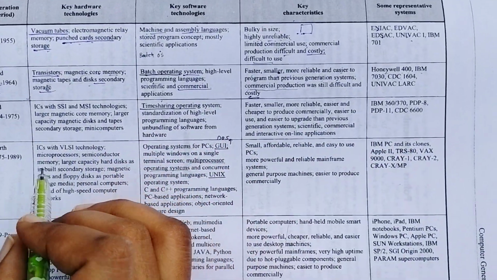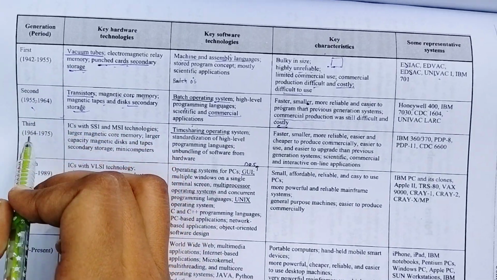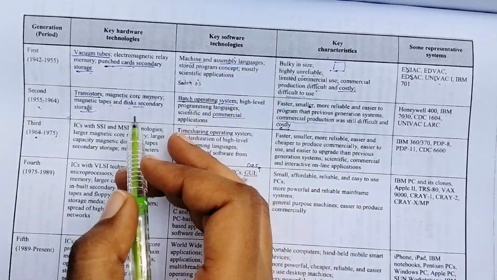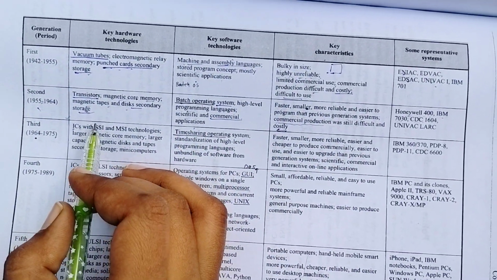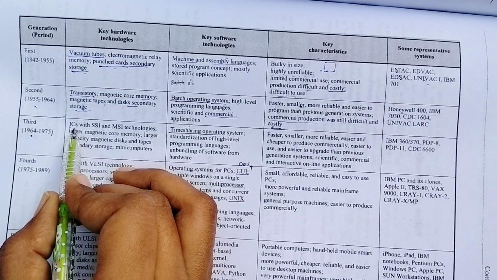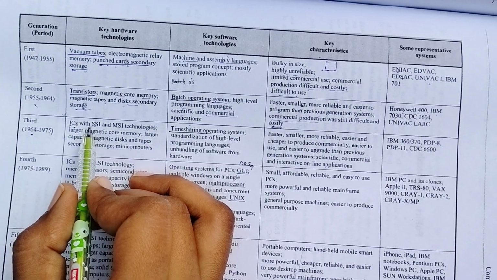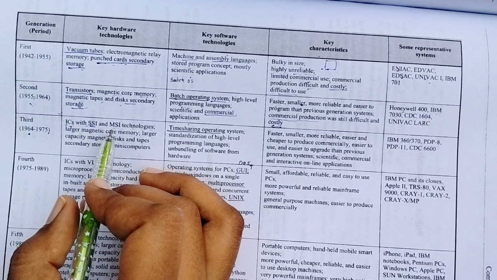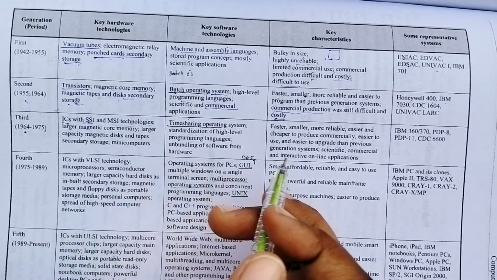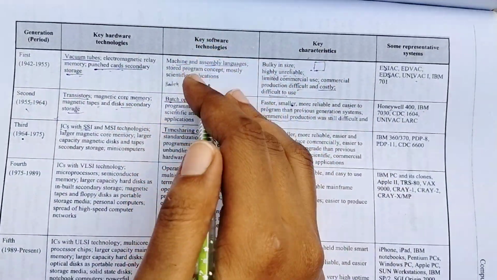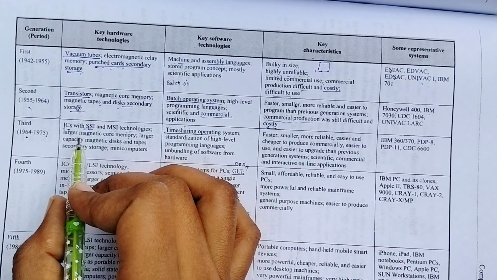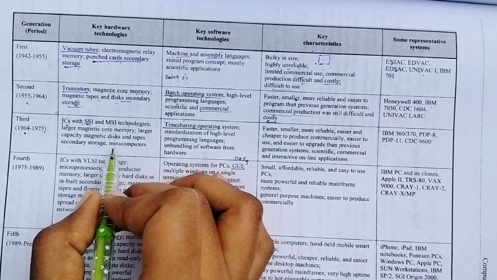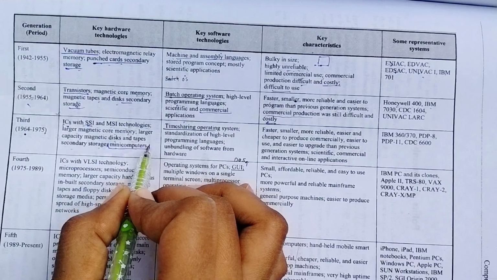Now we move to the next generation, the third generation. Its time period is 1964 to 1975, and here we are using IC, integrated circuit chips, for operations, with SSI and MSI technologies. SSI is small scale integration, and MSI is medium scale integration. We use magnetic core memories for storage, with magnetic disk and tape as secondary storage, and here we start using minicomputers.